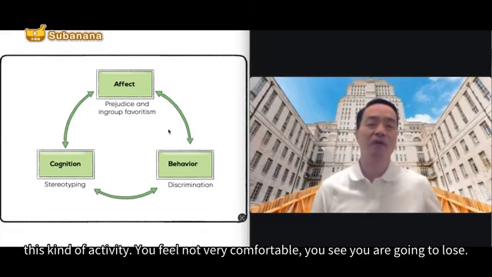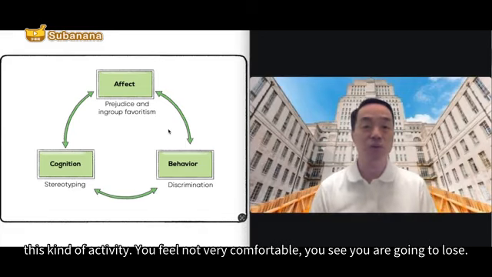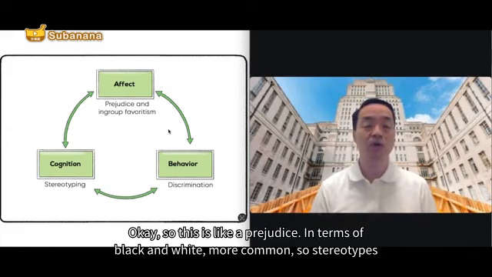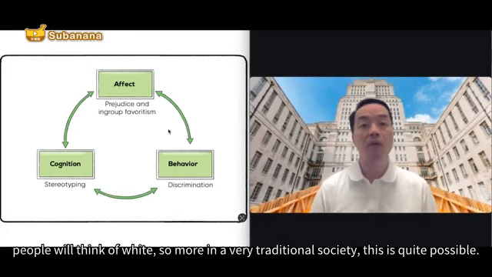you feel not very comfortable. You think, well, you are going to lose. So this is a prejudice. In terms of black and white, it is more common. So for stereotypes, people think, oh, white.